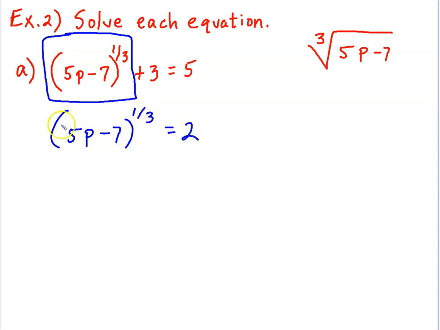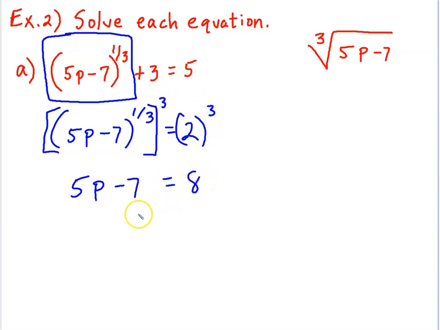And now consider this the radical. Now to undo raising this to the 1/3 power, I just raise it to the 3rd power. You will just raise the side to whatever the reciprocal power would be. And these two would basically cancel each other out, leaving you with 5p minus 7 on the left. But since I raised the left side to the 3rd, I also have to raise the right. And so that's going to make 8.